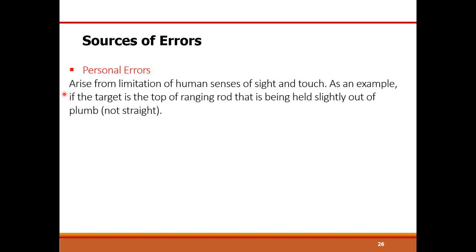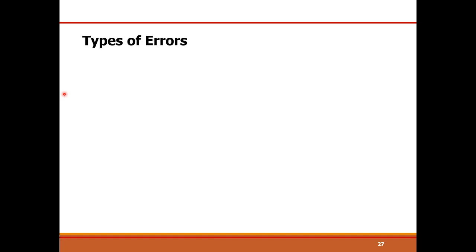Personal errors arise from limitation of human senses of sight and touch. As an example, if the target is the top of a ranging rod that is being held slightly out of plumb, this is an example of personal error.